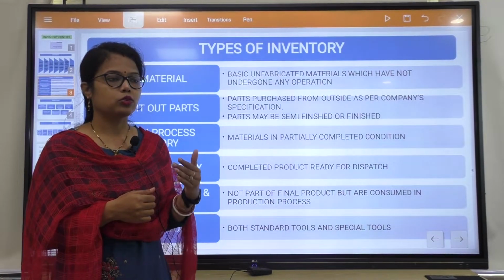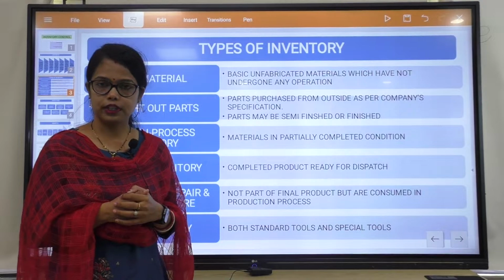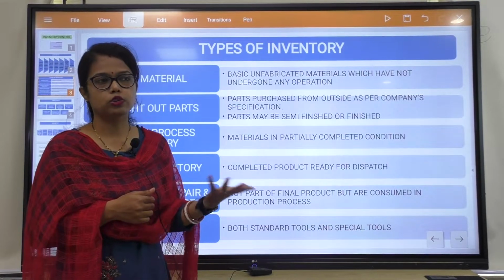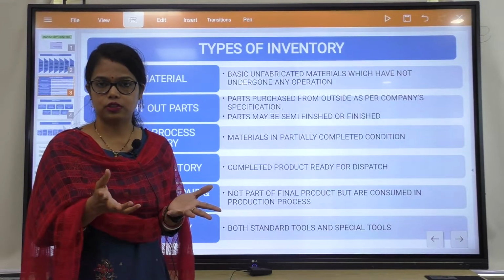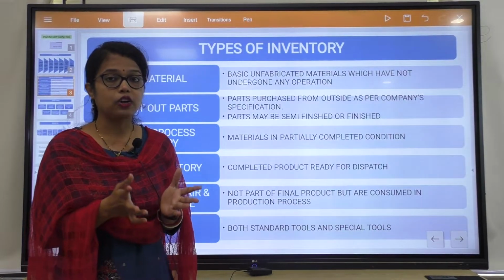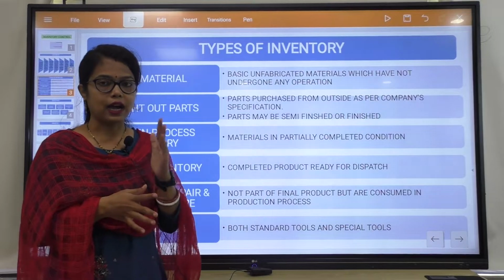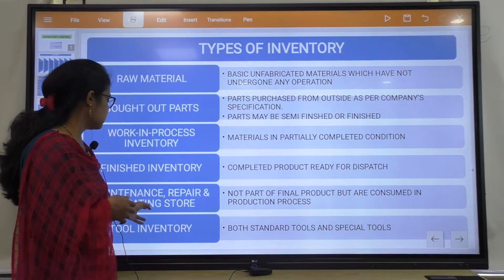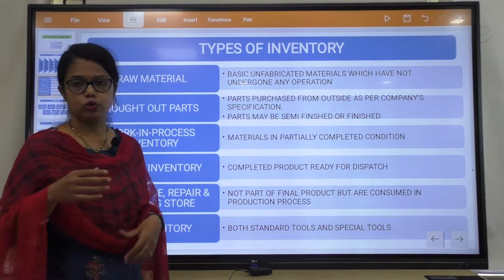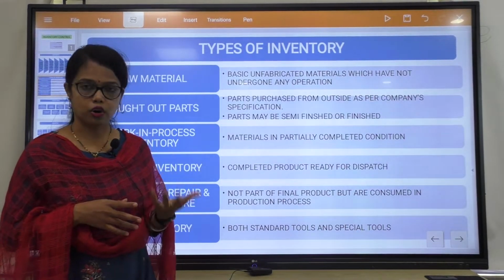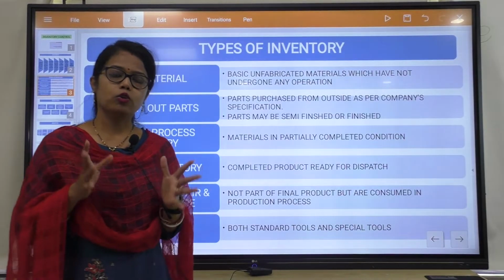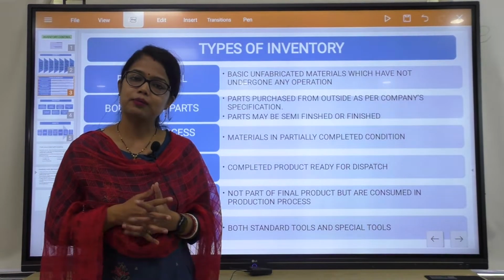Okay, so though the consumption of lubricating oil occurs, and some parts are consumed throughout the operations, that is not part of the final product. So, those products are maintenance, repair and operating stores. Okay, that is kept in the maintenance store or repair store or operating store. And those products are always kept in stock.